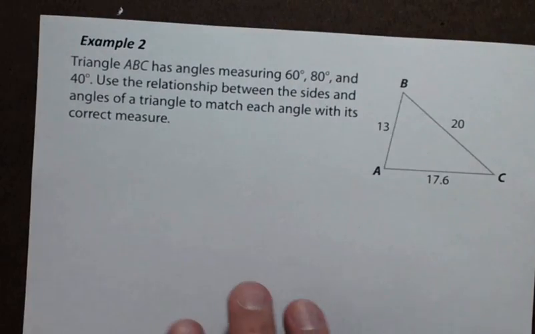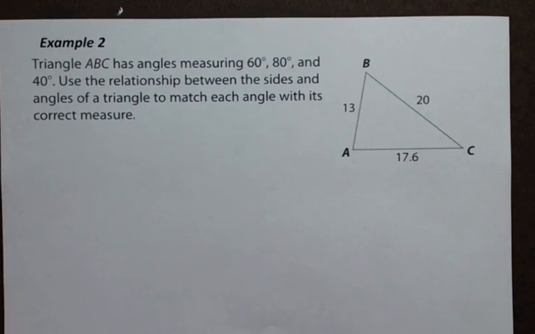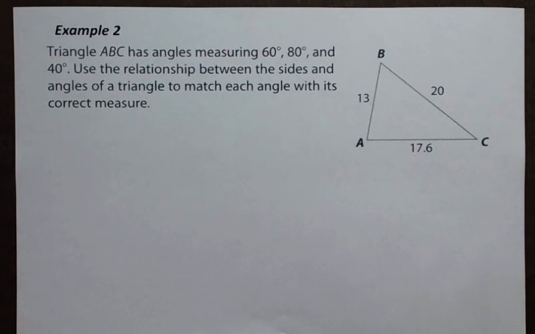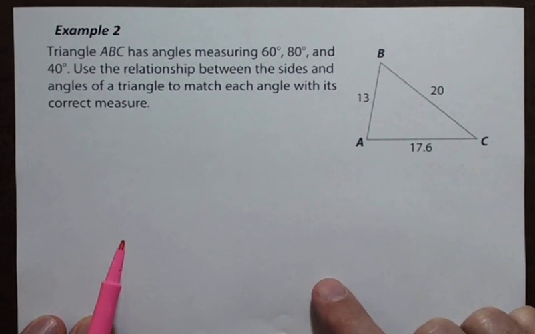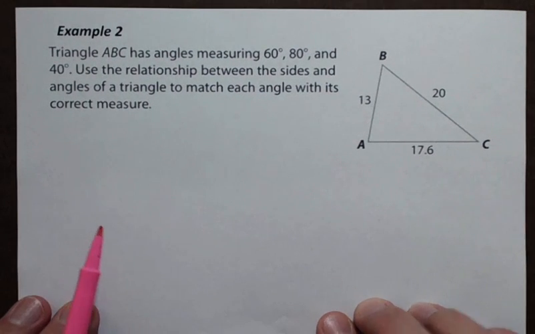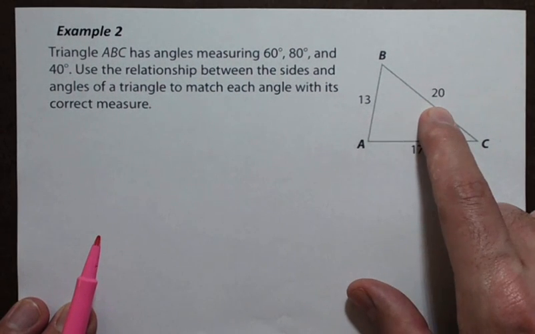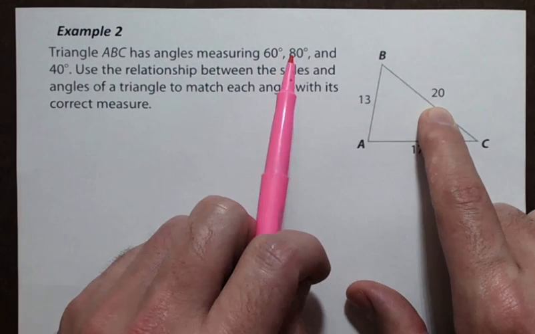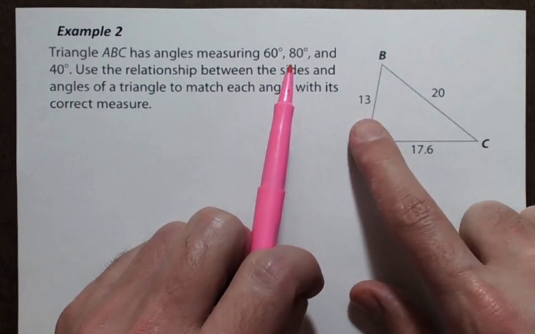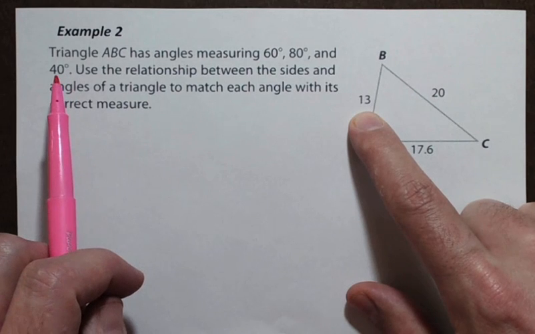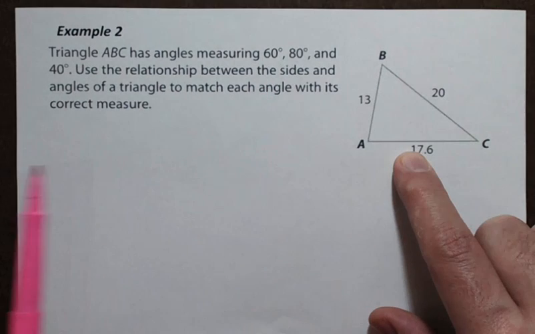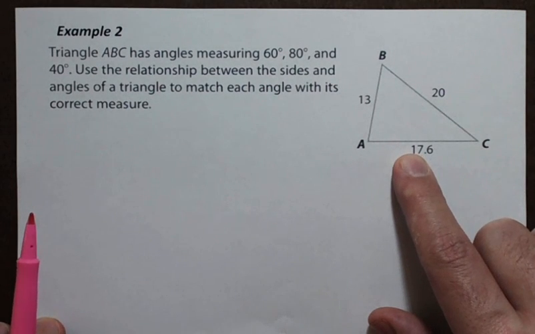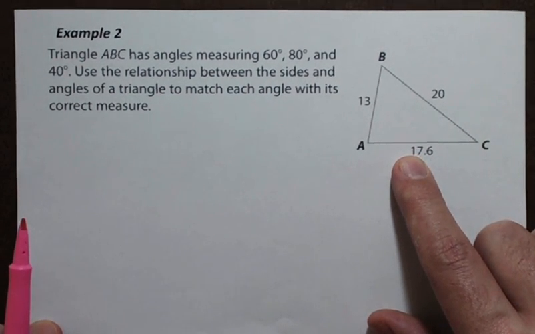Okay, here is example number 2. Now in this problem, you're given the sides and you have to determine what the angles are for angle A, angle B, and angle C. Okay, so this goes back to the central question. The largest sides go with the largest angle, and the smallest side goes with the smallest angle, and the mid-size side goes with the mid-size angle. It's kind of like the three bears, the Papa Bear, Mama Bear, and the little baby bear.